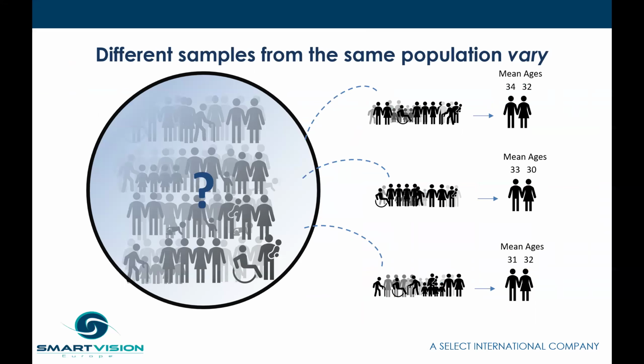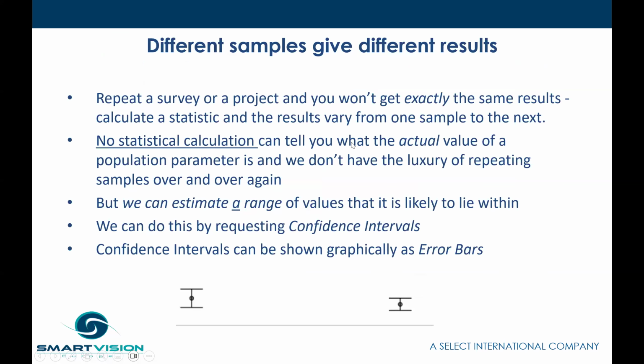Okay, lastly, we want to talk about how to interpret confidence intervals. So with confidence intervals, we're returning to this notion that we've got different samples from the same population which vary, and we've got averages here. If you repeat a survey or a project, you won't get exactly the same results every single time. You calculate a statistic and the results vary from one sample to the next. No statistical calculation can tell you what the actual value of a population parameter is because it's based on a sample, and we don't have the luxury of repeating samples over and over again. But we can estimate a range of values that it's likely to lie within.